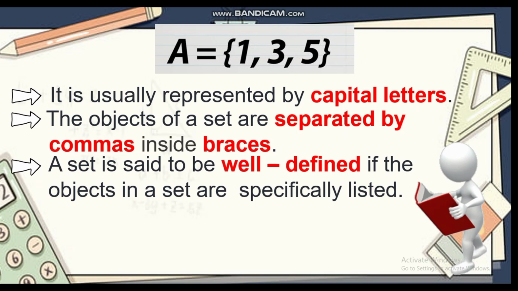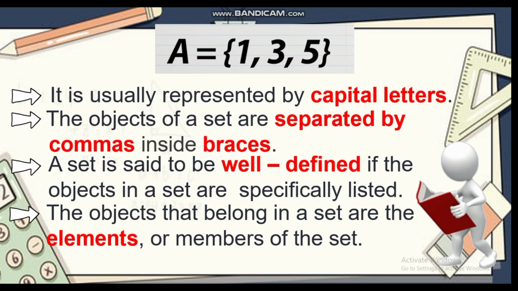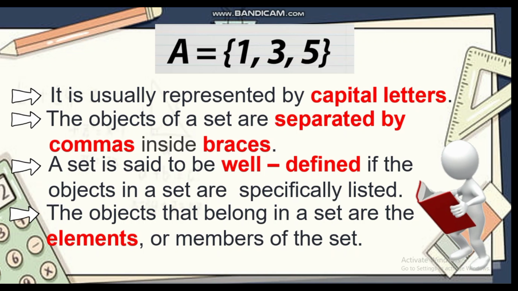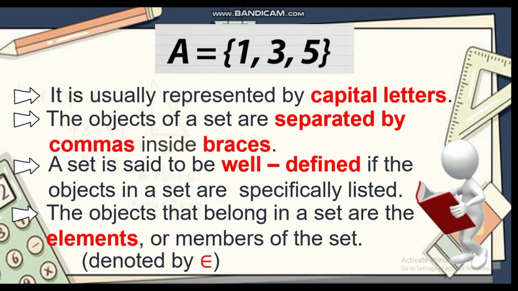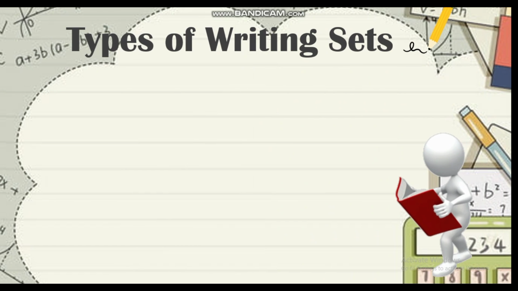Then, a set is said to be well-defined if the objects in the set are specifically listed. The objects that belong in the set are the elements or the members of the set. Which objects? Those are 1, 3, and 5, which we call the elements or members of the set. An element is denoted by this symbol, which looks like a letter E.